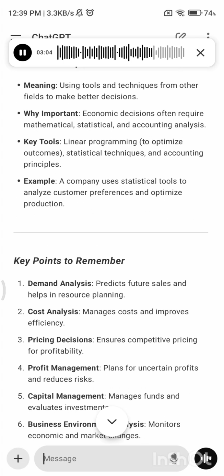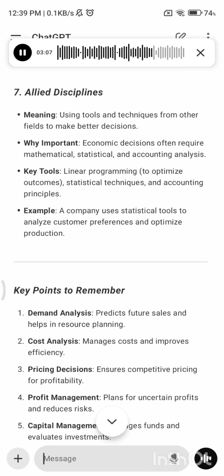7. Allied disciplines, meaning using tools and techniques from other fields to make better decisions. Why important? Economic decisions often require mathematical, statistical, and accounting analysis. Key tools: linear programming to optimize outcomes, statistical techniques, and accounting principles. Example: a company uses statistical tools to analyze customer preferences and optimize production.